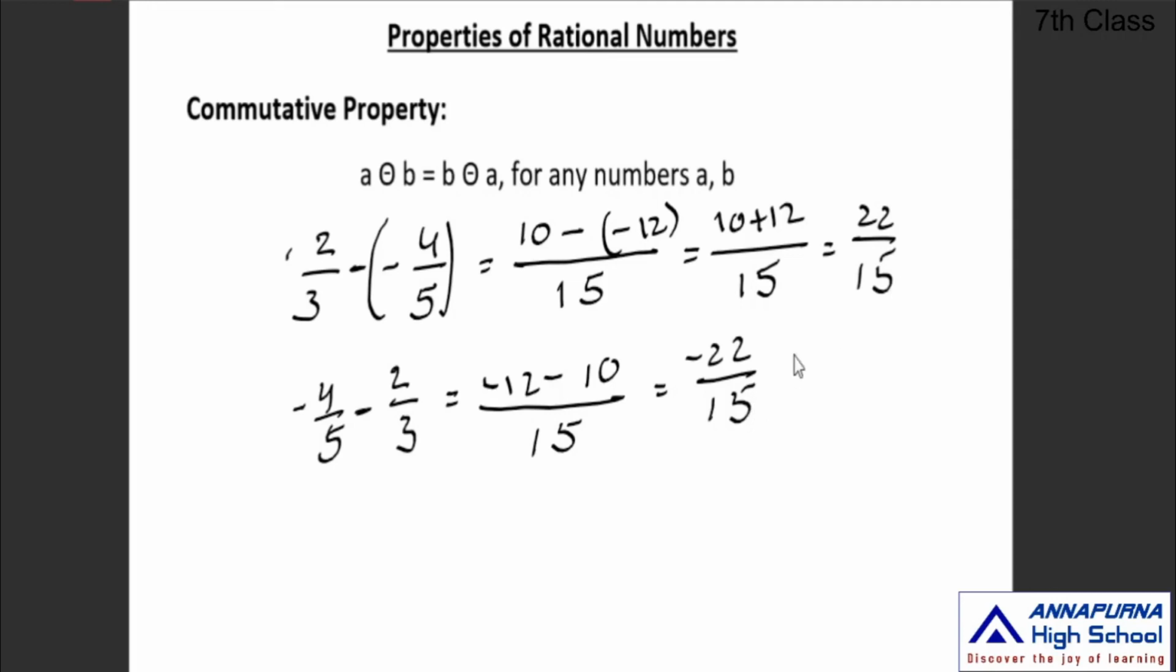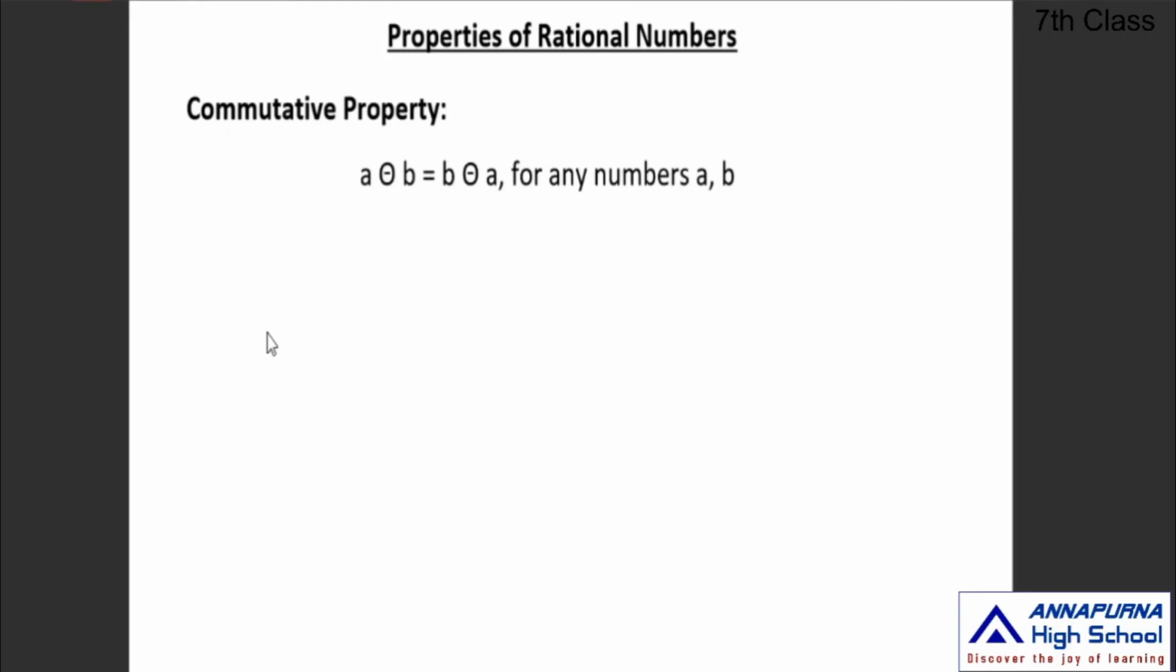This is a positive rational number, this is a negative rational number. That means here do we get the same result? No. That means the collection of rational numbers does not satisfy the commutative property with respect to subtraction. Now let us take multiplication. That means if you multiply two rational numbers in any order, do we get the same result or not?